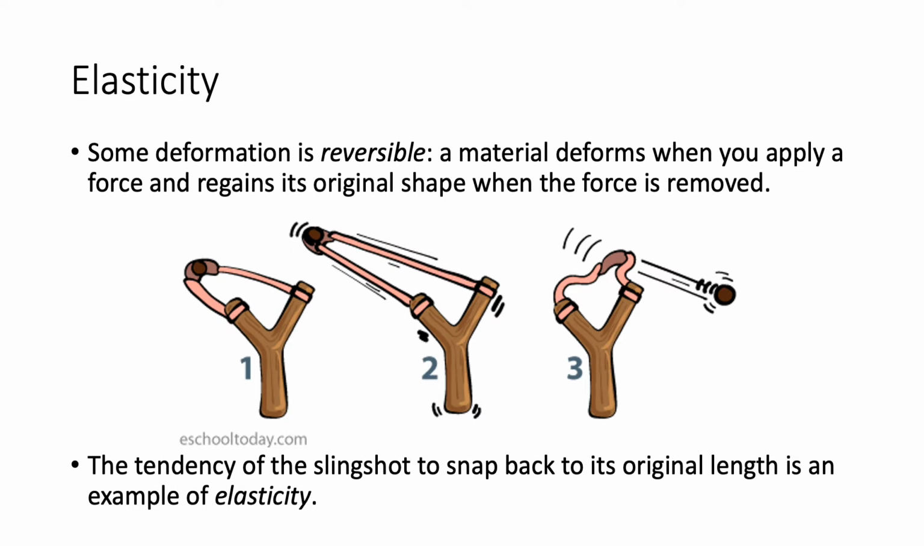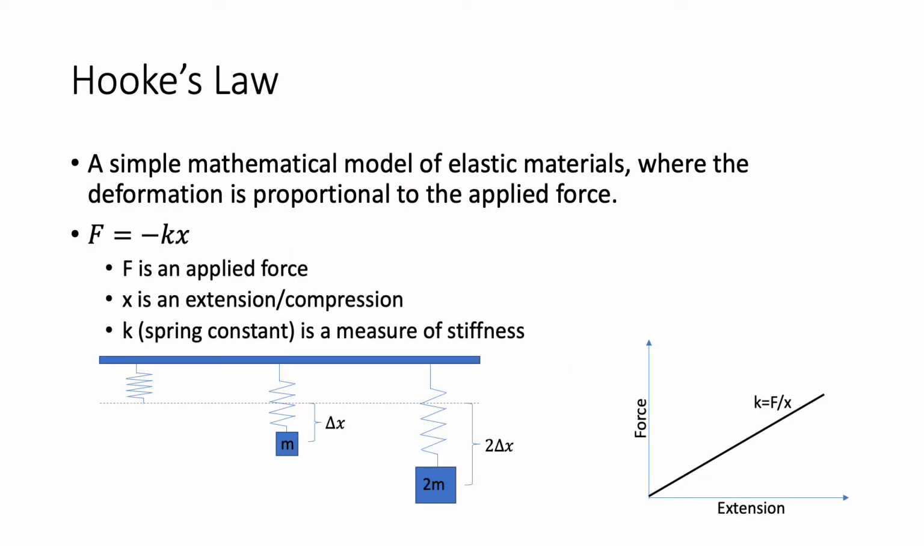Now, the tendency of the band to pull back to its original shape is an example of elasticity. Now, the slingshot is an obvious example, but in fact, most materials behave elastically when the forces on them are small enough, including rocks and building materials. One important way we can formalize this idea of elasticity mathematically is through Hooke's law, which says that the deformation of an elastic material is proportional to the force you apply to it.